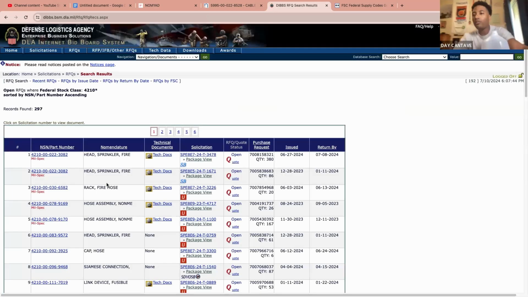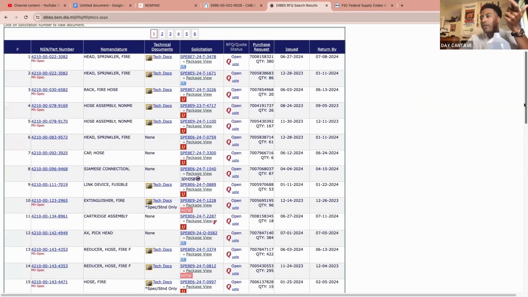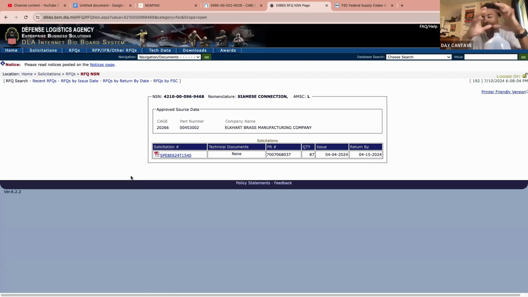All right, cool. So I'm gonna pick this just because this is the most interesting nomenclature I think I've ever seen. Siamese connection. I couldn't tell you what that means. But let's see. I think it has to do with the attachment that they'll put on the valves that allow it to split into two fire hoses. So we clicked on it, right? The nomenclature is Siamese connection.